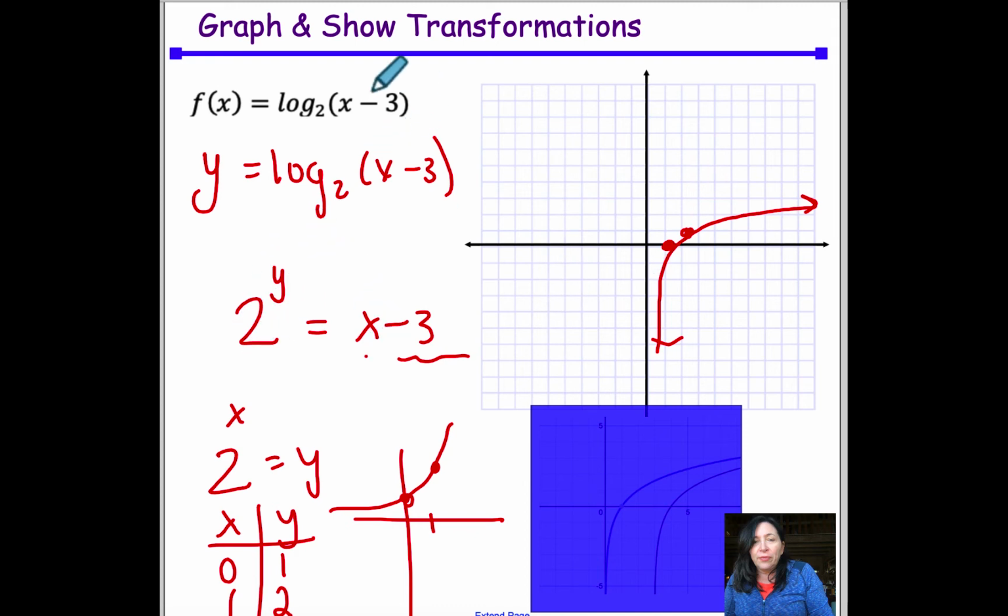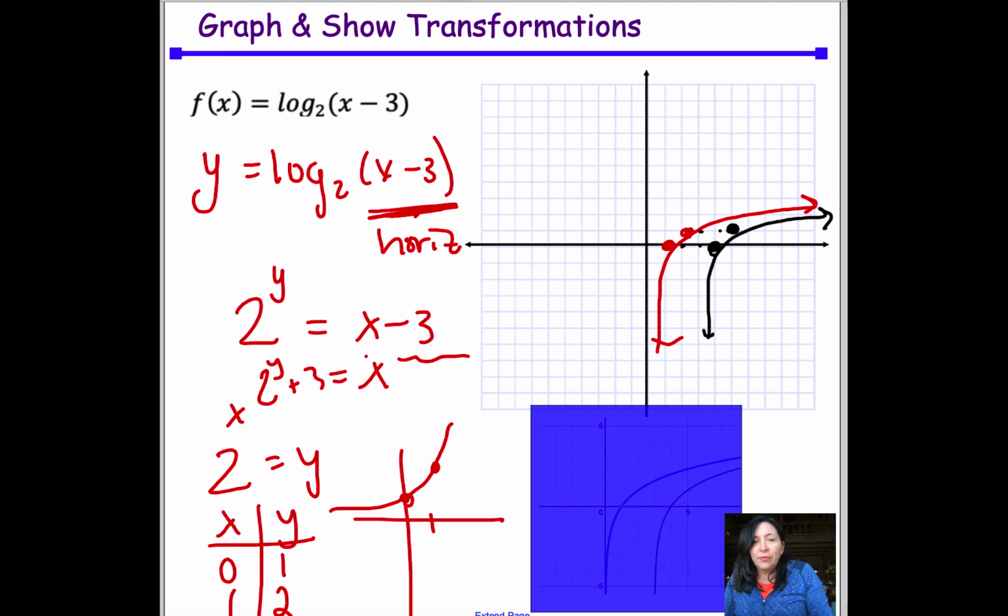Now, the minus 3 actually takes my graph to the right, and goes x equals 2 to the y plus 3. That moves it left and right. This means horizontal shift. And so that means I'm going to go 3 points to the right. So this is going to be 1, 2, 3 here, and this will be 1, 2, 3 here. So my new graph is going to look like this. That's just taking that original graph and moving it.